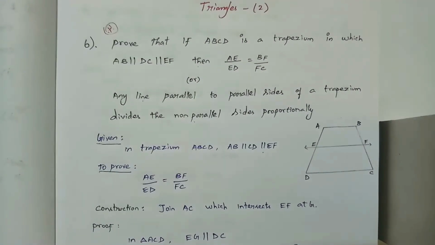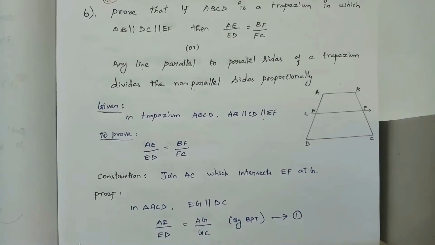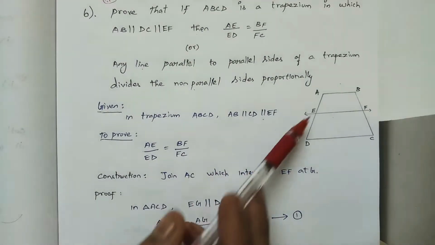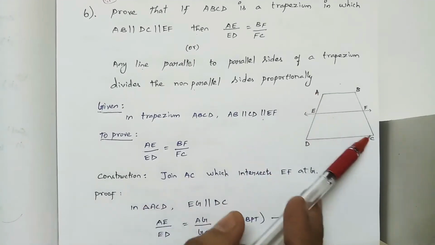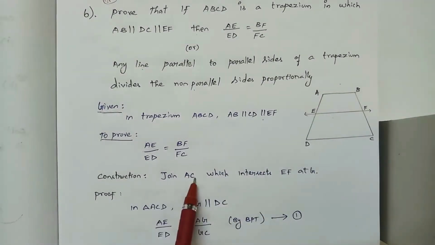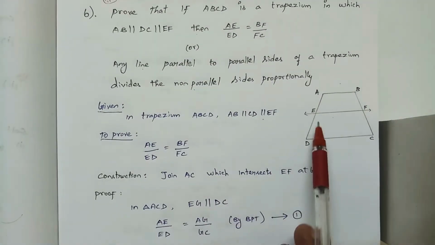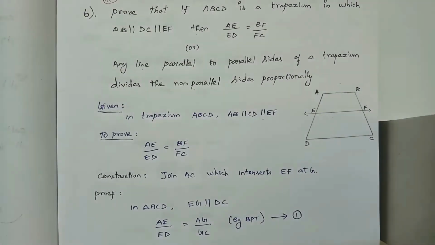So what we are doing is a construction. Join AC. I'm just drawing the line AC. Join AC, which intersects EF at G.